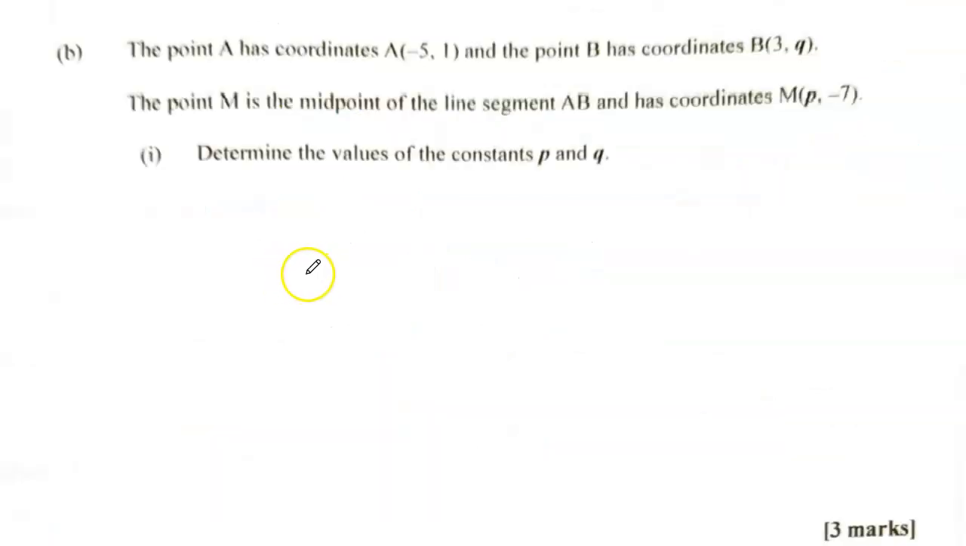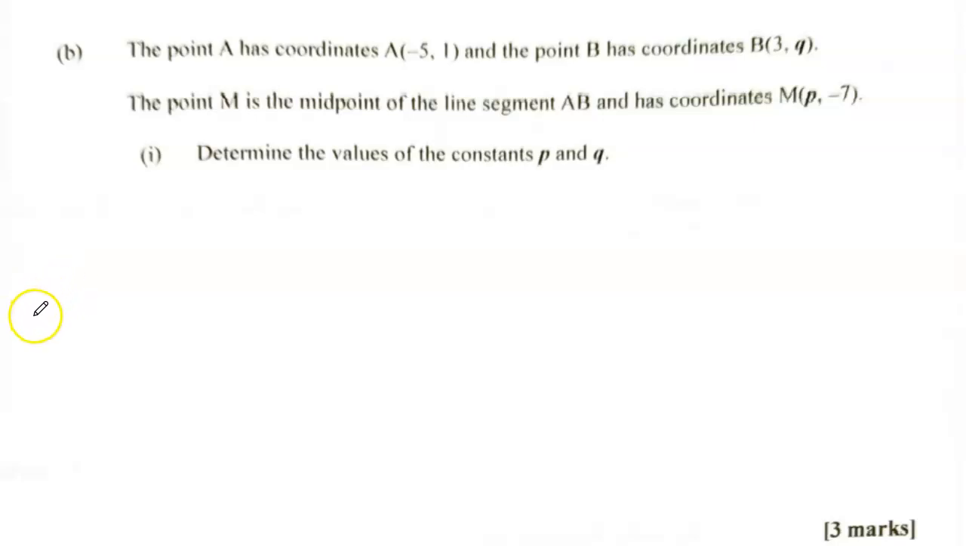So we move on to part b. The point A has coordinates minus 5, 1, and B has coordinates 3, q. The point M is the midpoint of the line segment AB and has coordinates p, minus 7. Determine the values of the constants p and q.